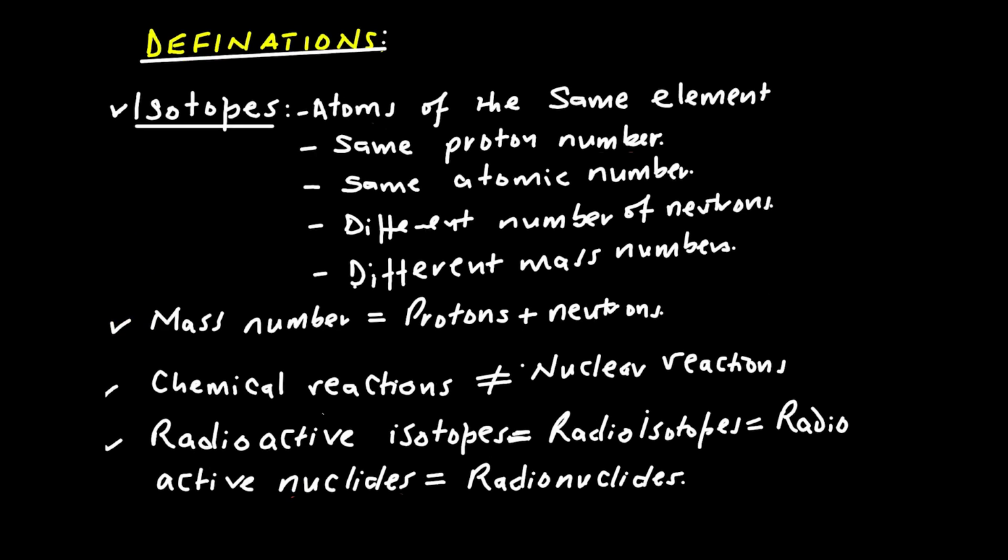In our previous lessons, you will remember that chemical reactions take place by use of the outermost electrons of an element. However, chemical reactions are different from nuclear reactions in the sense that chemical reactions involve the electrons, while nuclear reactions involve the particles of the nucleus.